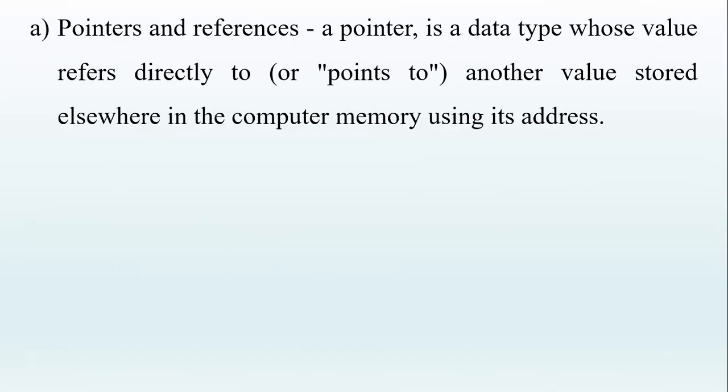Pointers and references are data types where a value refers directly to another value that is stored elsewhere in the computer memory using its address. In other words, pointers and references are data types whose value refers directly to another value that is stored elsewhere within the computer memory with the use of its address.